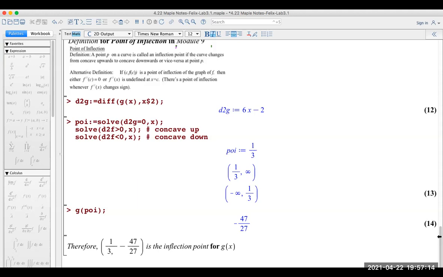Okay, all right, so therefore we can conclude (1/3, -47/27) is the point of inflection for g of x.